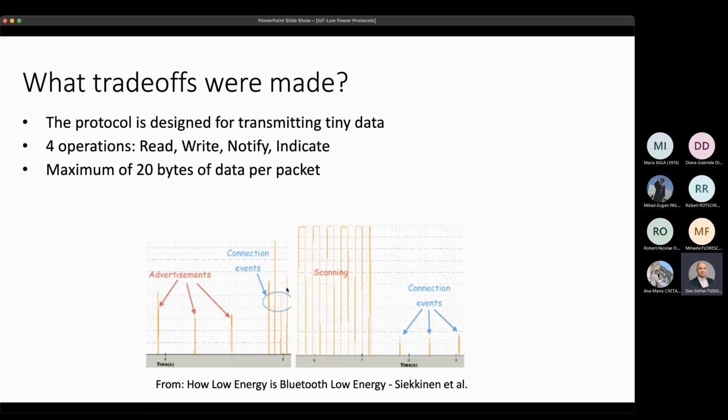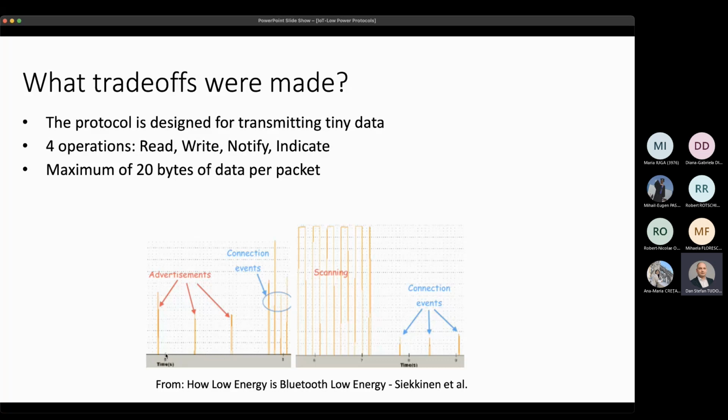You're only going to be able to transmit very small packets of data, such as readings from some sensors, maybe data packets from your wearable band or smartwatch, consisting of biometric data or accelerometer steps, calories, and so on, which are packetized and do not consume a lot of bandwidth. The maximum per packet is 20 bytes. So you cannot send more than 20 bytes in a packet. And you have 4 main operations: read, write, notify, and indicate.